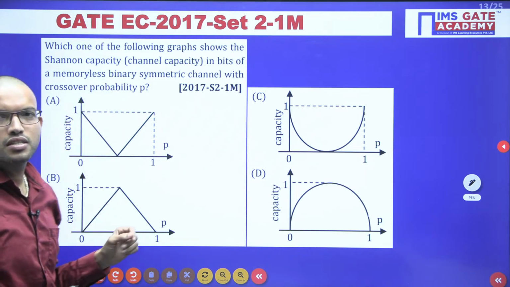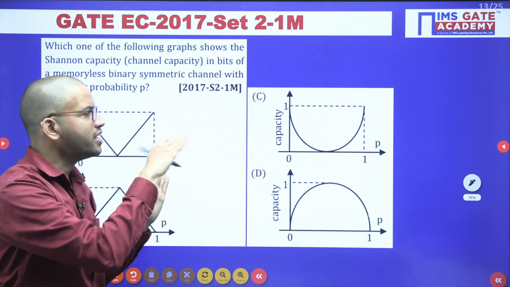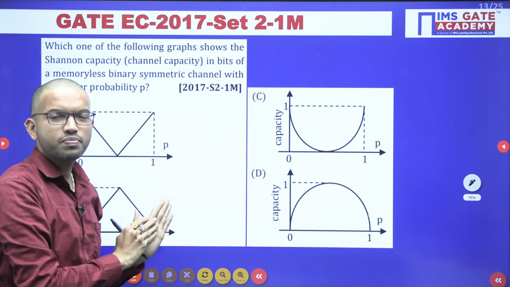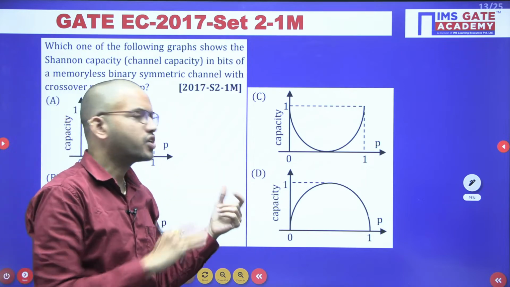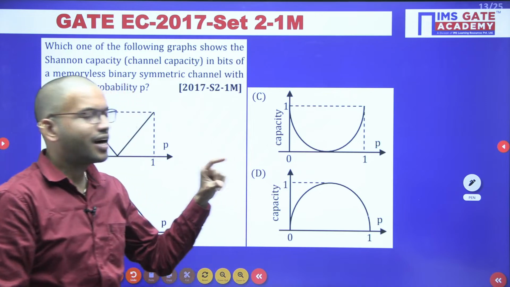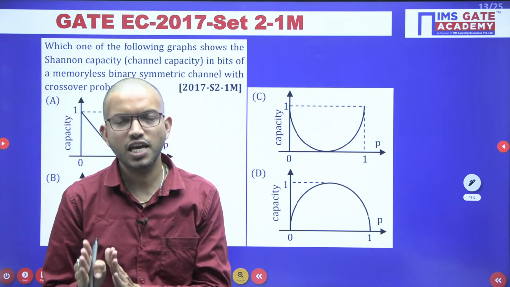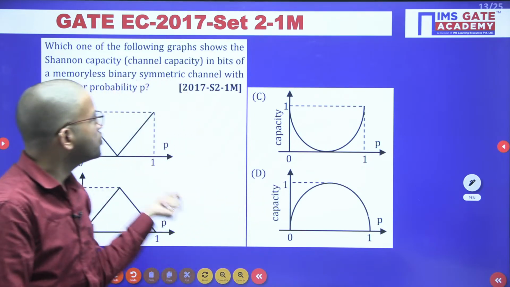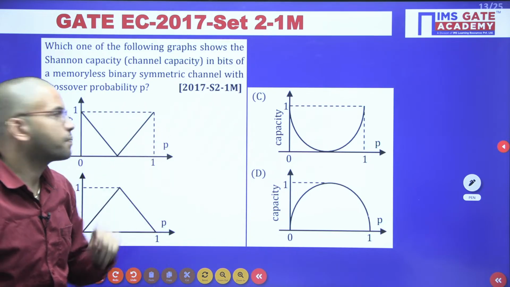That means when you are transmitting 0, ideally you should receive 0, but at the receiver, 0 becomes 1. Similarly, when you are transmitting 1, you should receive 1, but due to some error, instead of receiving 1, you may receive 0. Whenever you transmit any bit, ideally you should receive the same bit, but if you get the opposite bit instead, the corresponding probability they have mentioned is P.